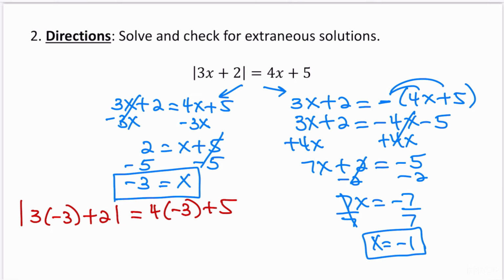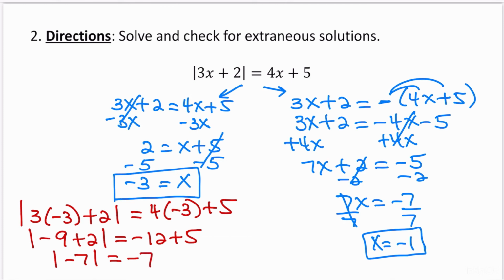So on the left-hand side of the equal sign, 3 times negative 3 is negative 9. I have negative 9 plus 2 in absolute value is equal to negative 12 plus 5. So negative 9 plus 2 is negative 7 in absolute value is equal to negative 12 plus 5 is negative 7. But the absolute value of negative 7 is positive 7, and positive 7 does not equal negative 7. So there we have the first case of an extraneous solution. That means that I have to throw out x equals negative 3 because it doesn't work.